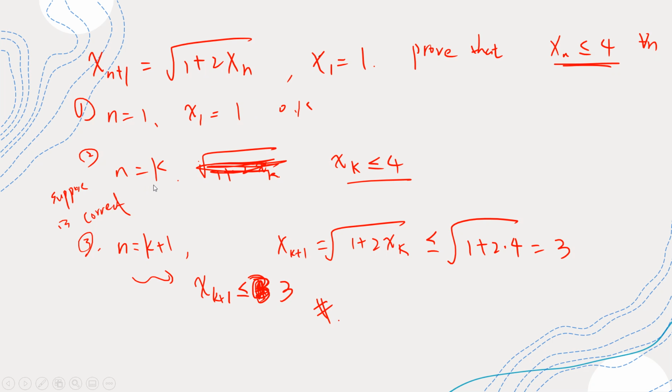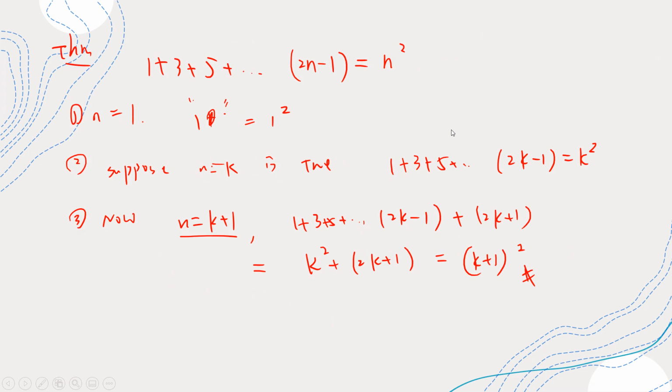n equals k is correct. Let's assume that x(k) is less than or equal to 4. How about n equals k plus 1? So x(k plus 1) equals the square root of 1 plus 2 x(k), which is less than or equal to the square root of 1 plus 2 times 4, right? Because I use this, which is 3, right? So we first prove that x(k plus 1) is less than or equal to 3. So it's definitely less than 4, right? So our induction step works.